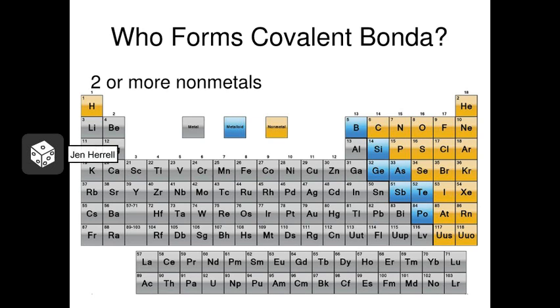Covalent bonds tend to form between non-metal atoms. So for instance, you might see hydrogen and oxygen getting together to form water, or you could see chlorine and hydrogen getting together to form methane.